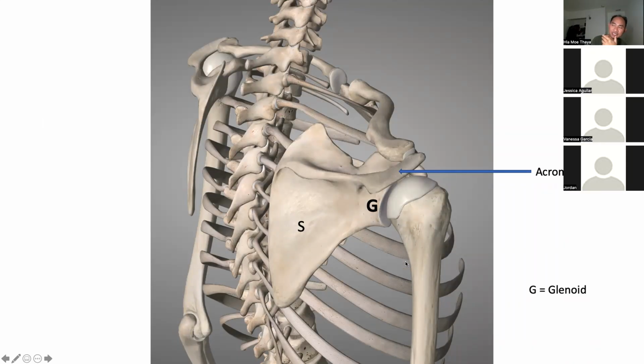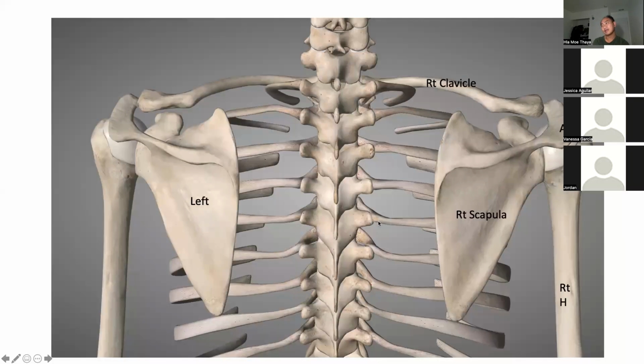Now we are standing on the posterior aspect of the skeleton. And now we can see the posterior surface of the scapula, which has a big ridge, which is what we call spine of the scapula. Spine of the scapula extends anteriorly to form acromion, and we can see the glenoid from the back. Now this is purely posterior.